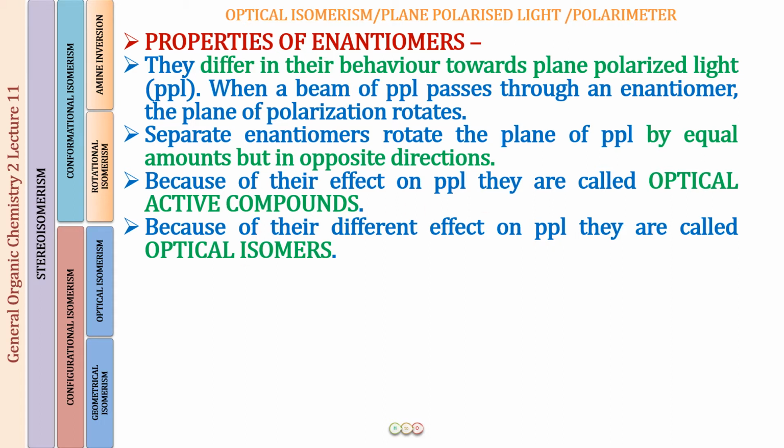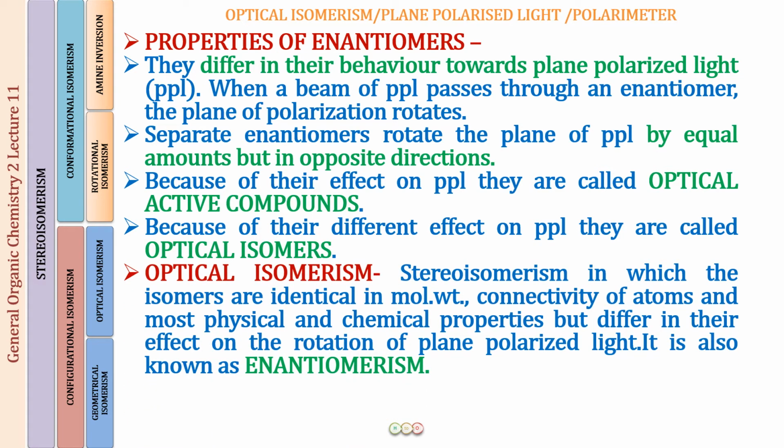So now for the first time, we are using the word optical isomers, and let us define optical isomerism. Optical isomerism is that type of stereoisomerism in which the isomers are identical in molecular weight, identical in the connectivity of atoms, that is, the structural formula is the same, and in fact most of the physical and chemical properties are also the same, but they differ in their behavior towards plane polarized light.